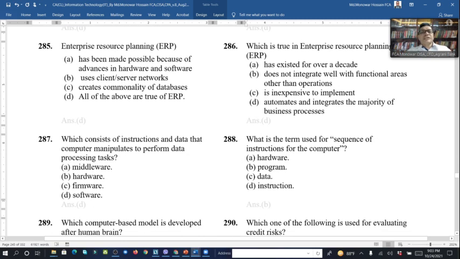Enterprise resource planning, we know it, ERP, has been made possible because of advances in hardware and software. It is true. ERP uses a client server network is also true. ERP creates a database is also true. So here the answer is D. All of the above is true for ERP.